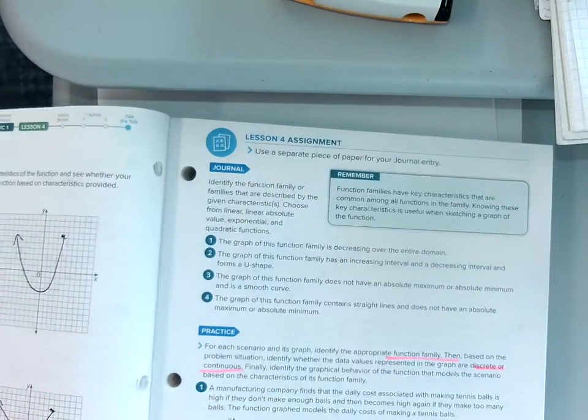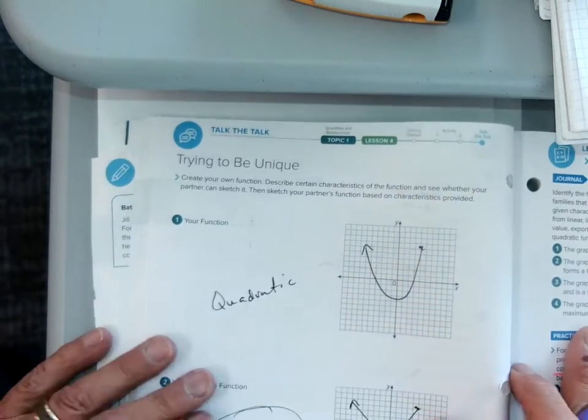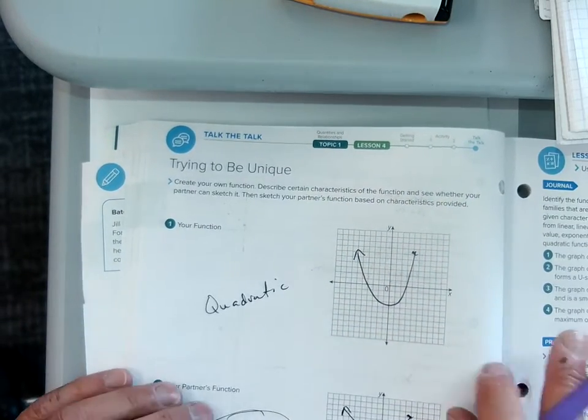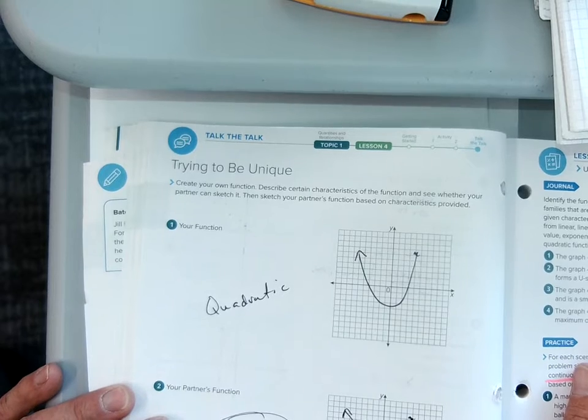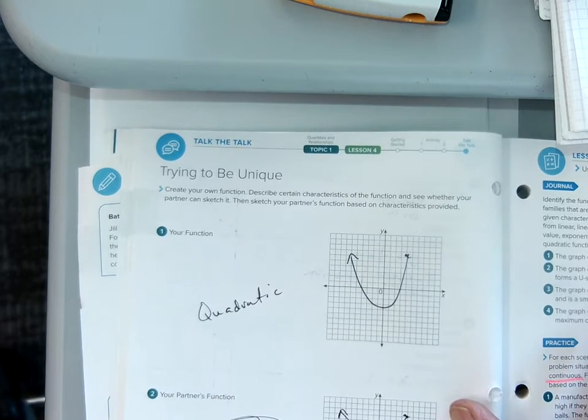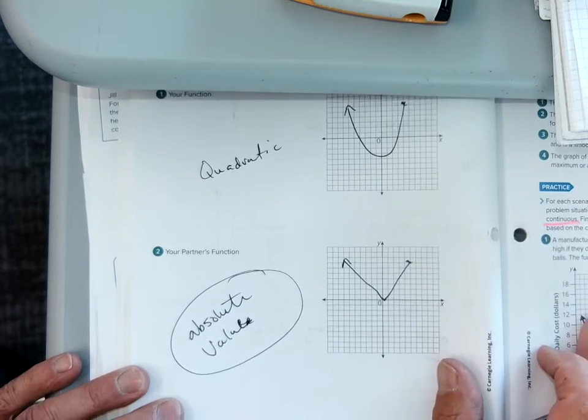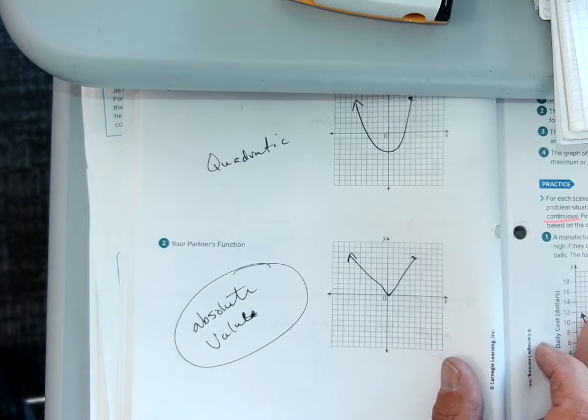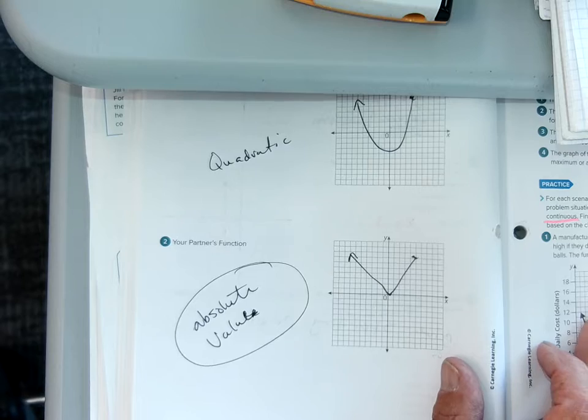So then we turned the page, and we looked at these graphs, okay? So I said, okay, create a function. So I drew a quadratic, okay? And then, so we created this, we called it quadratic, and then I asked my partner, it was Cordy, and she said, how about an absolute value? So we just made 2 different graphs. That's all we really needed to do.